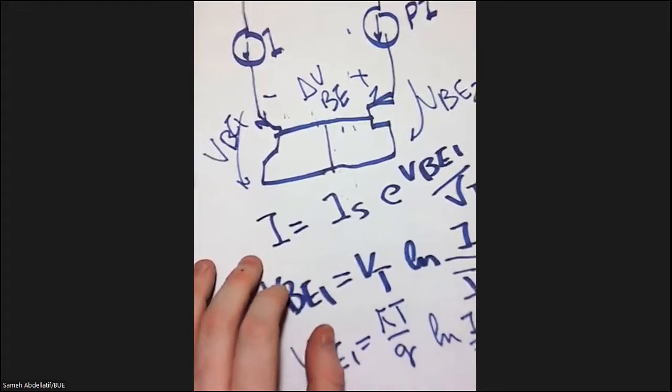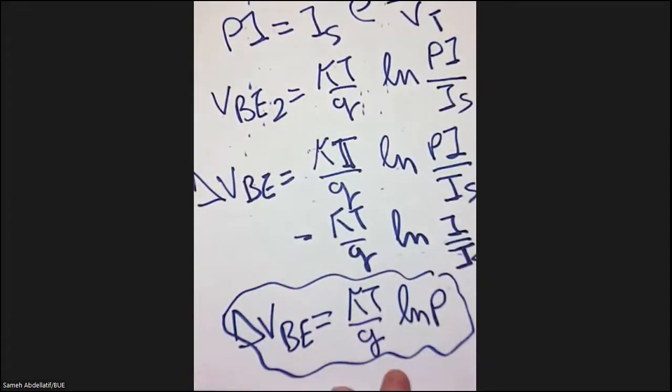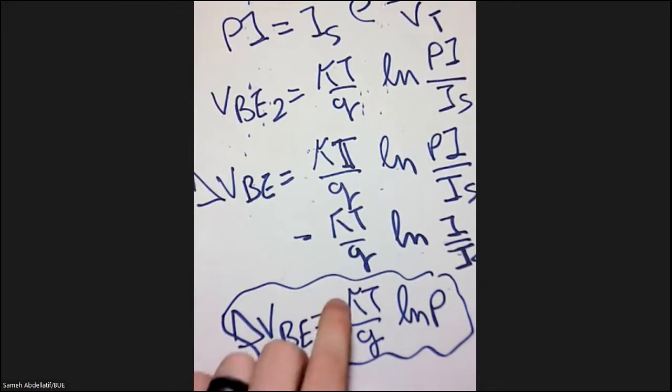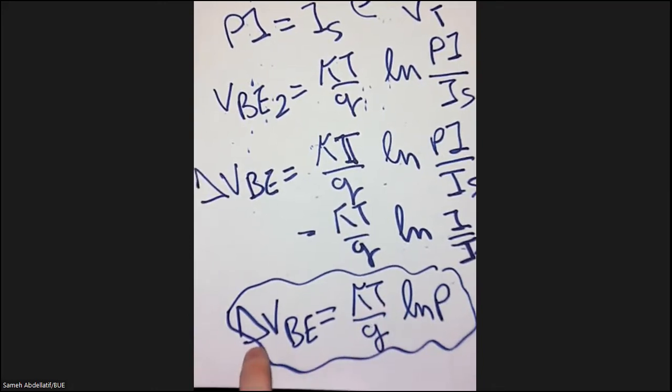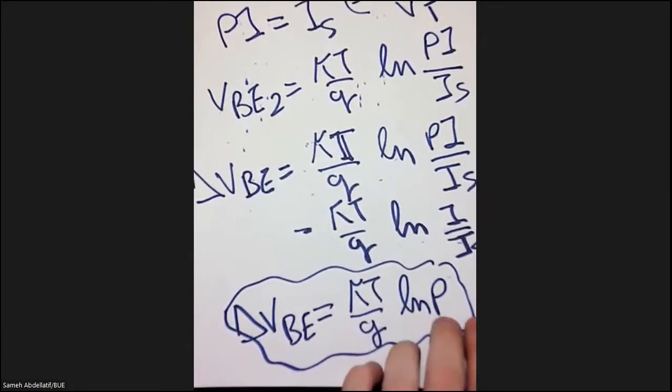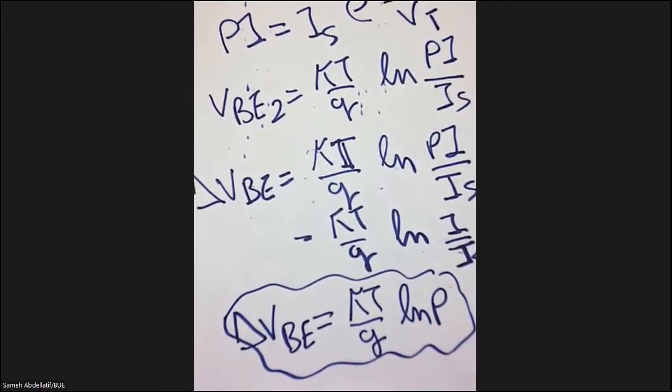Accordingly, you have this direct relation between temperature and delta VPE. And the slope of this direct relation is K over Q ln P, which is typically your sensitivity. So whenever you change the temperature by 1 degree Celsius, the variation in voltage will be equal to K over Q ln P. Herein, it comes to us that P.